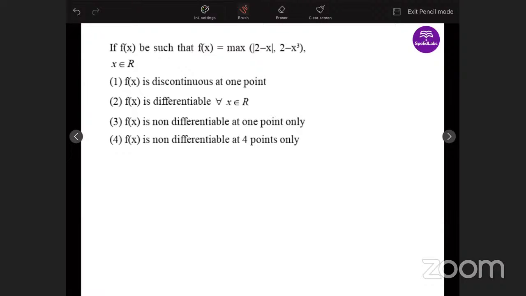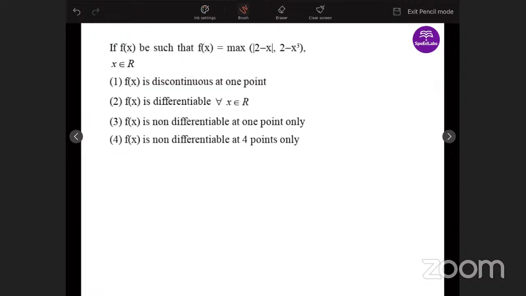Can you read the question? If f(x) is such that f(x) is equal to the maximum of |2 - x| or (2 - x) whole cube, where x belongs to all real. So how do you solve such questions? Looking at the options, we can tell whether it is discontinuous at one point, non-differentiable at one point, or non-differentiable at 4 points. So how can we say this?